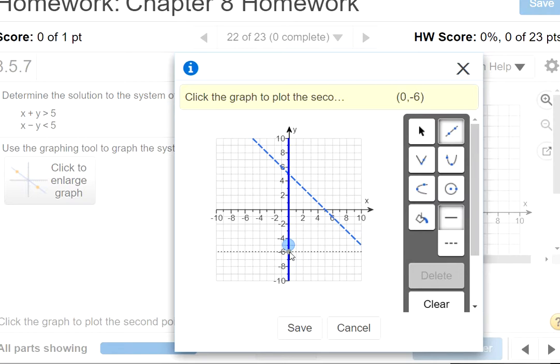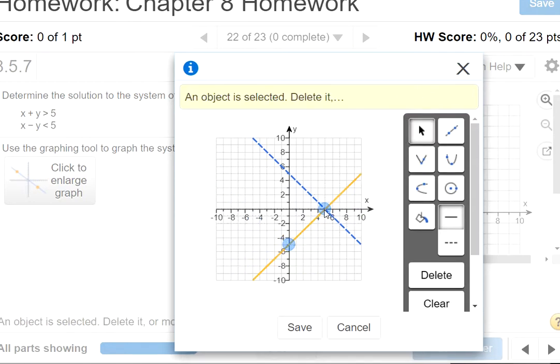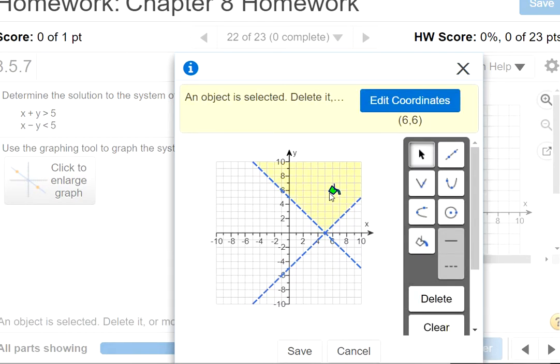And then cover up the y, including the sign, and we get the line x equals 5. We get the same intercept there, and for the same reasons it's a dotted line. And now we have to shade. It's an inequality, so that means that this might be the solution area.